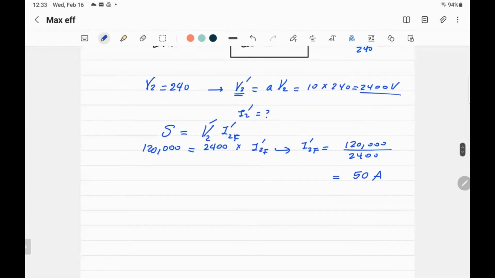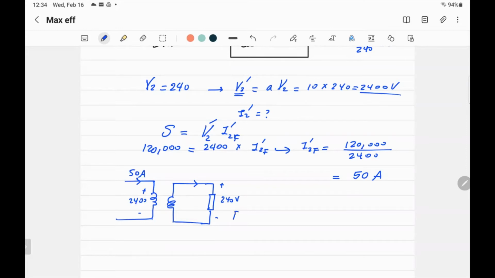If you want to picture that, if you have the transformer like that, you want to get the rated load, we don't care about the value of Z. So this is rated load, and the voltage was 240 volts. The voltage here will be 2400, and the current here will be 50 amp. Full load.